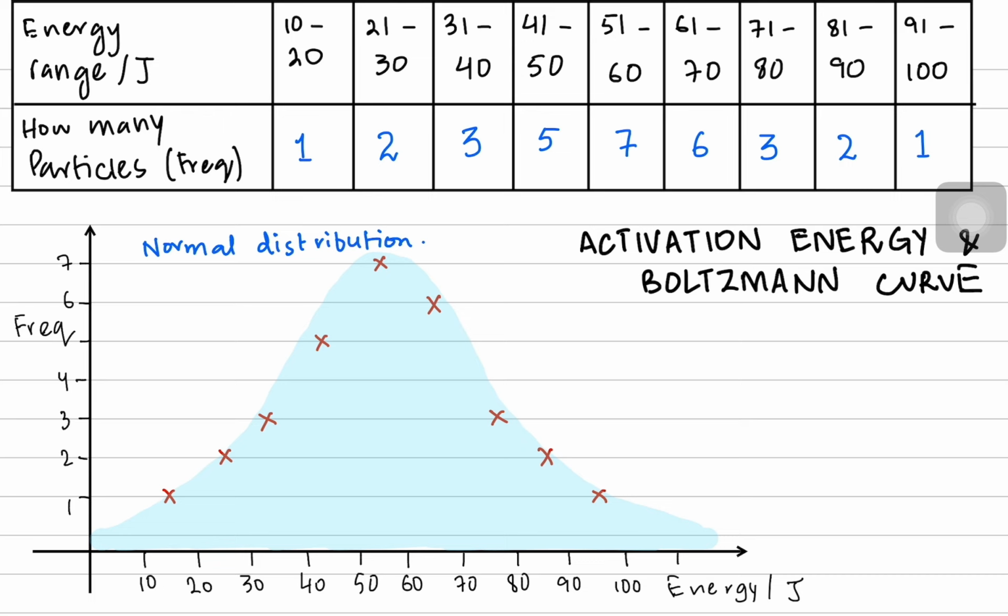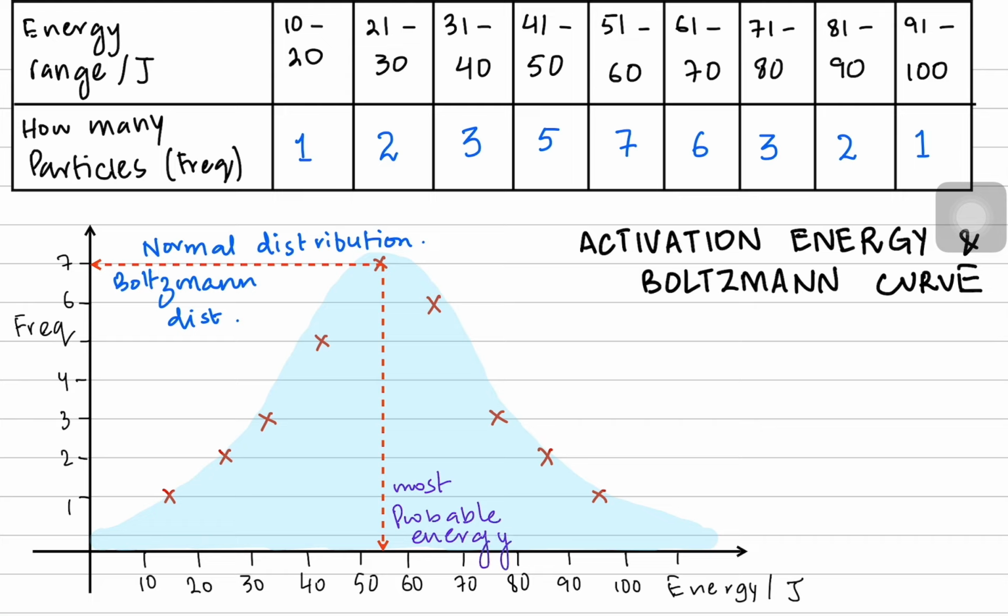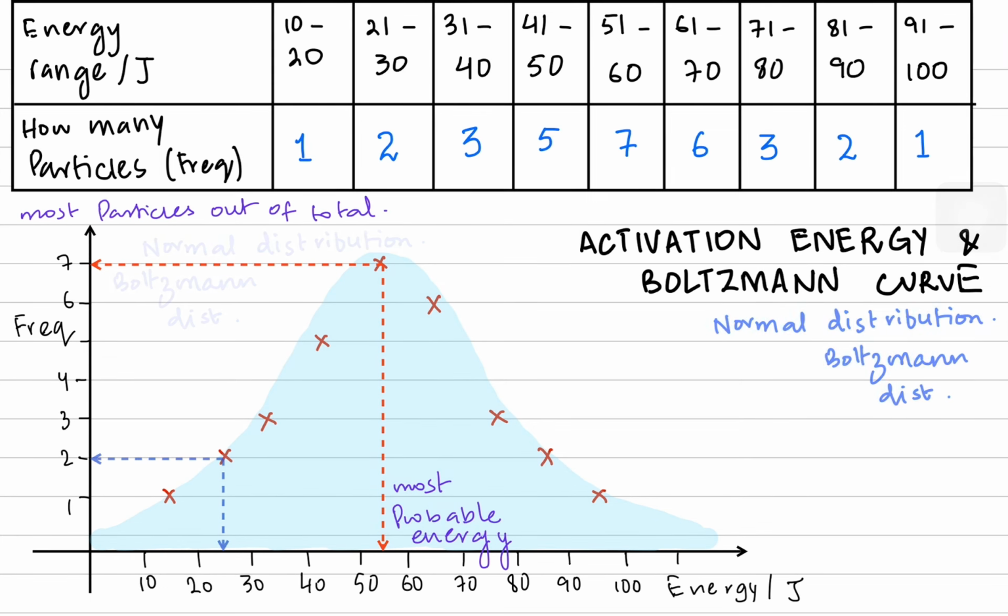That's a normal distribution. We can also call it the Boltzmann distribution. So in a normal distribution, the most common value is obviously possessed by the most particles or most individuals. You can see there are 7 particles which have energy between 50 and 60. So apparently 55 seems to be the most probable, most common energy. But that does not mean the highest energy, it means the most common one. Because the most particles out of total have this energy.